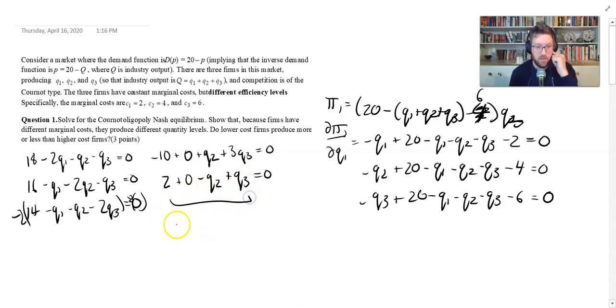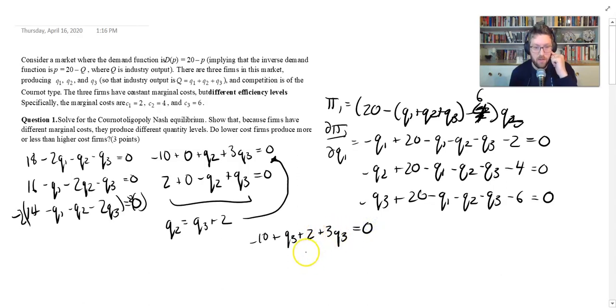This bottom one, for example, can be nicely written as just Q2 is equal to Q3 plus 2. All right? So let's plug that into the first equation, and we're going to get, let's see, negative 10 plus Q3 plus 2 plus 3Q3 equals 0. Okay, so this is negative 8 plus 4Q3 equals 0. And that tells us that Q3 equals 2, because 2 times 4 is 8, and 8 plus negative 8 is equal to 0.